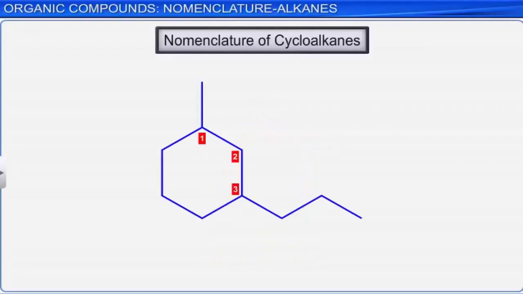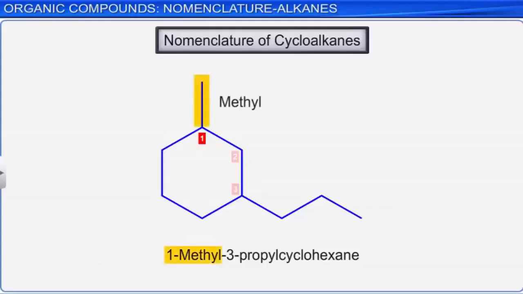If different alkyl groups are present in a cyclic compound, then the names are written in alphabetical order. For example, in the following compound, as per the alphabetical order, methyl group comes first, followed by propyl. Hence, the name of the compound is 1-methyl-3-propylcyclohexane.